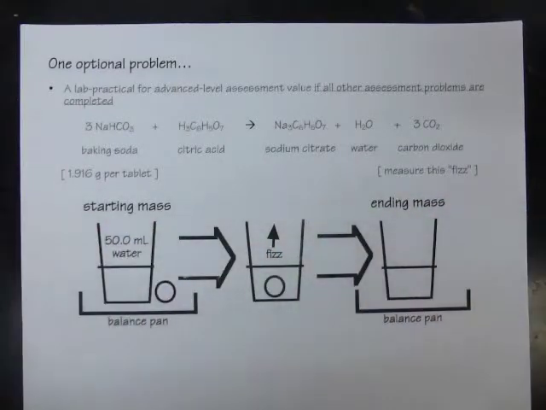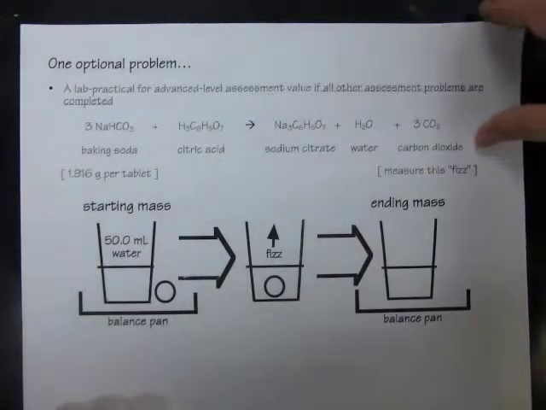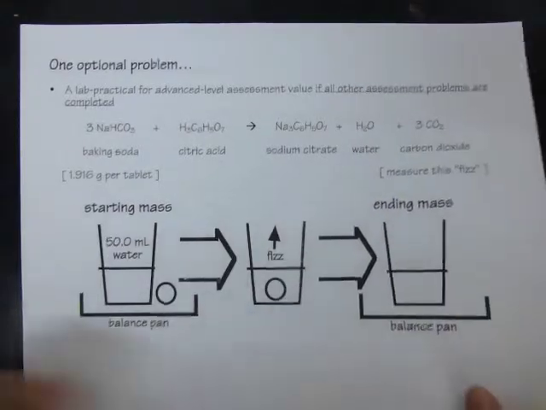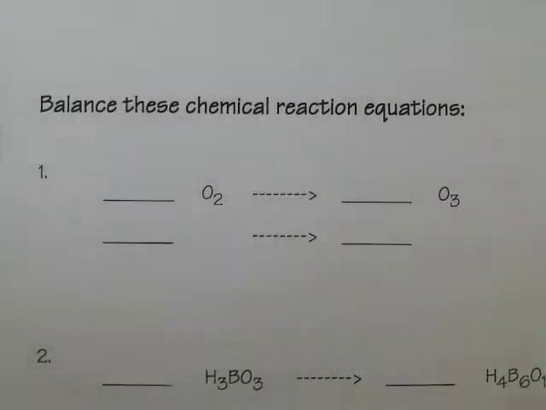As you can see, there's not a whole lot else given to you. You'll have to do a lot of the work on your own if you choose to do that advanced level assessment problem when all the other assessment problems are completed. Let's start by balancing a chemical reaction equation.